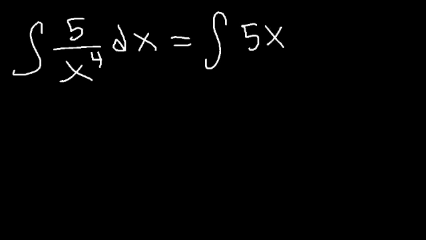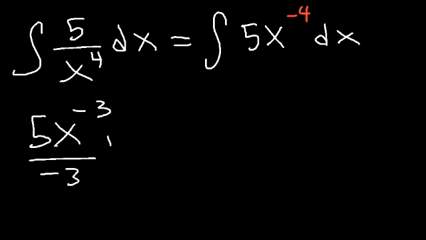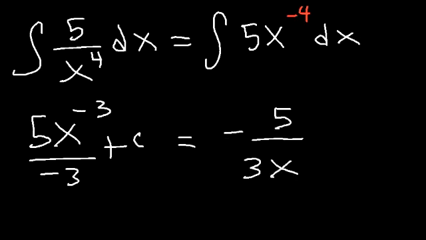Now let's try this one. 5 divided by x to the fourth. So first, let's rewrite it. This is 5x to the negative 4. And then let's add 1 to the exponent. So negative 4 plus 1 is negative 3. And then divide by negative 3. And then we'll move the x back to the bottom. So it's negative 5 divided by 3x³ plus c.